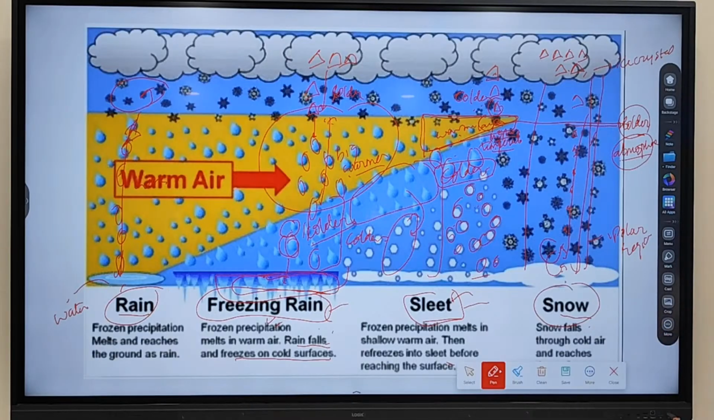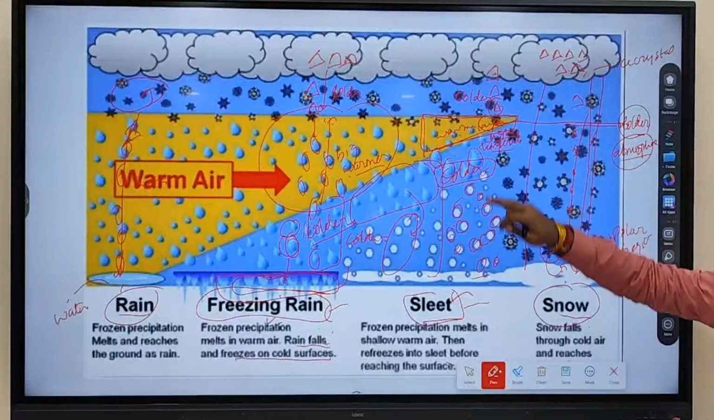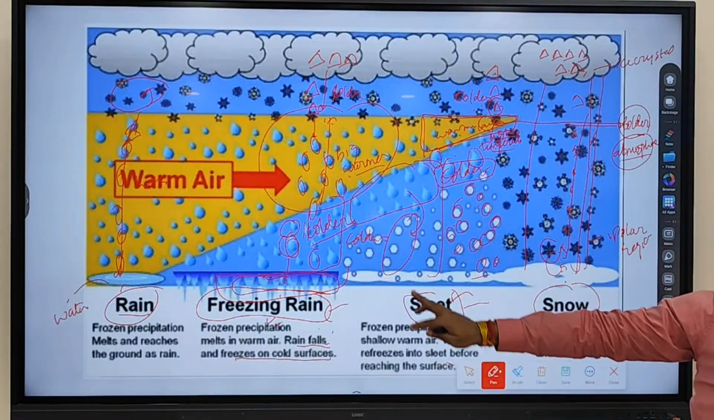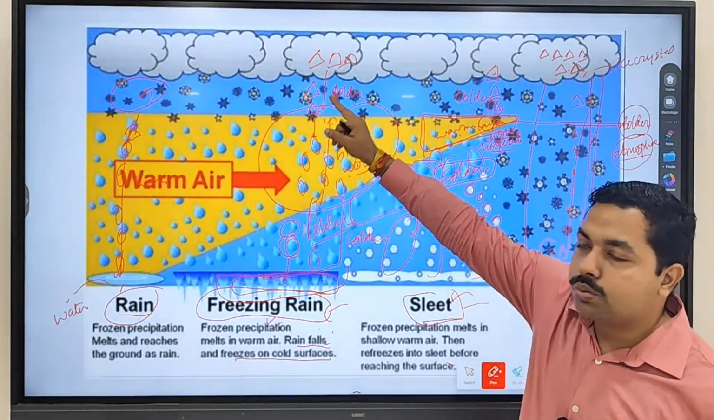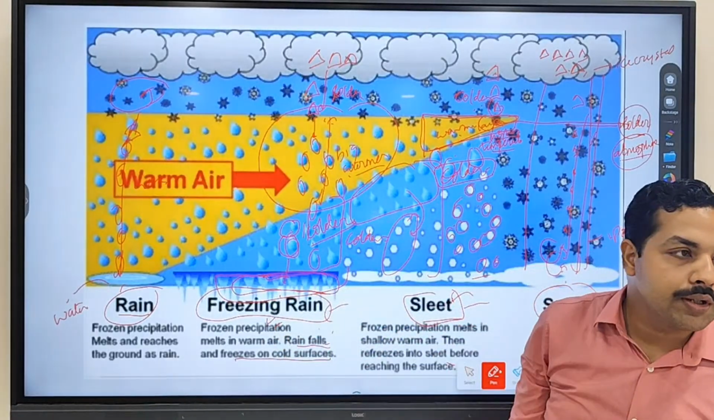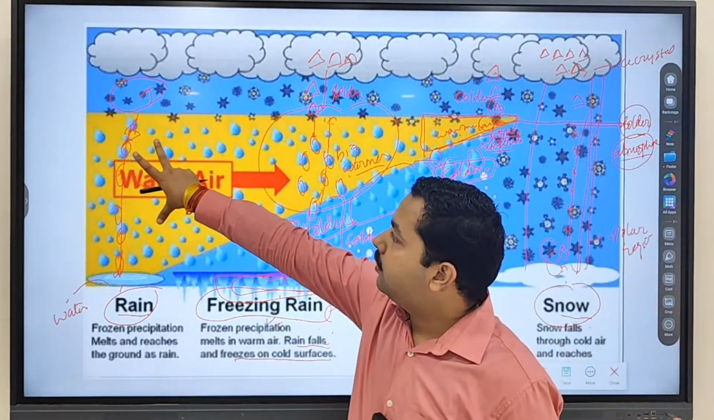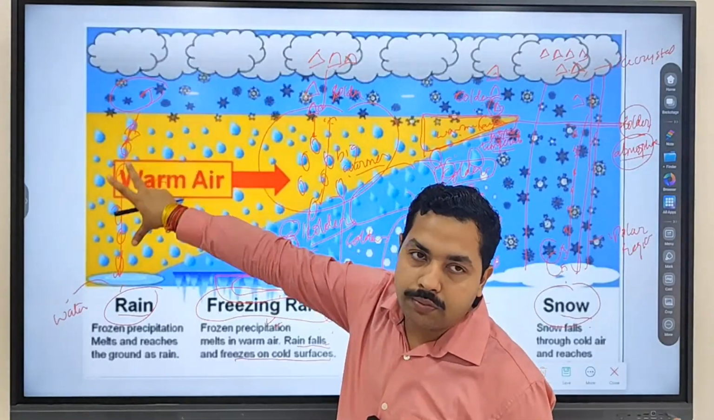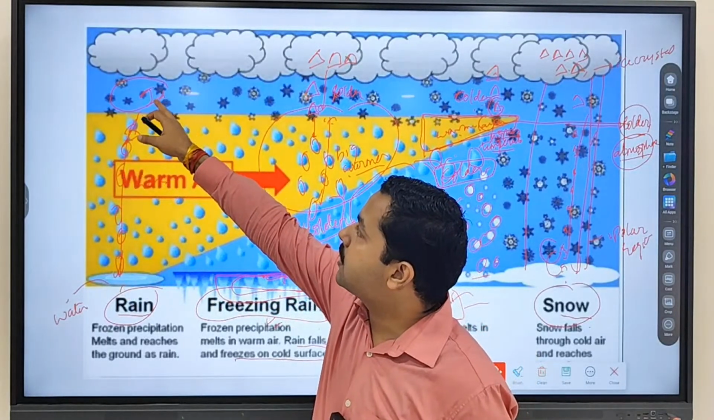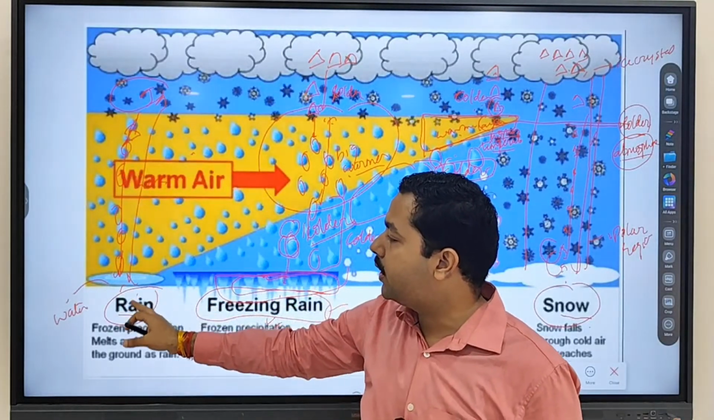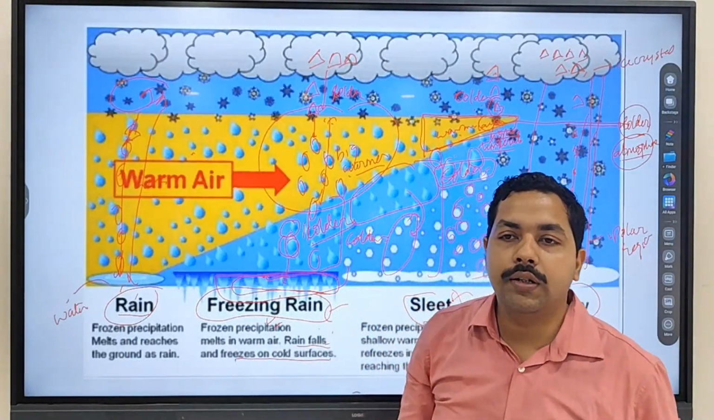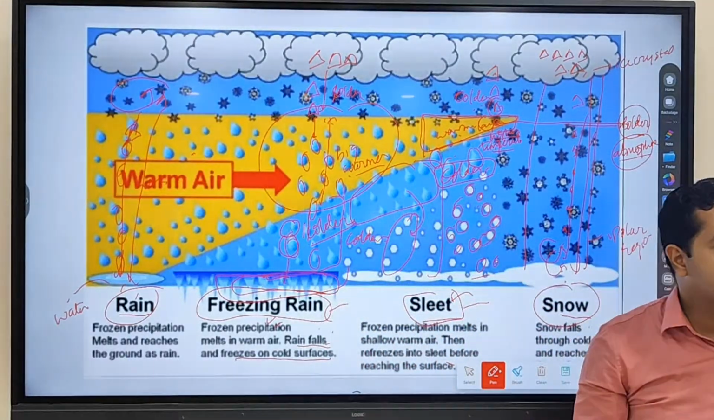Fine. So when there is no warmer layer, it is snow. When a short warmer layer is sandwiched between colder layers, it is sleet. When a big warmer layer is sandwiched between two colder layers, it is freezing rain. And when there is a much warmer layer and the ice crystal travels through it and reaches the earth's surface, it is called rain.